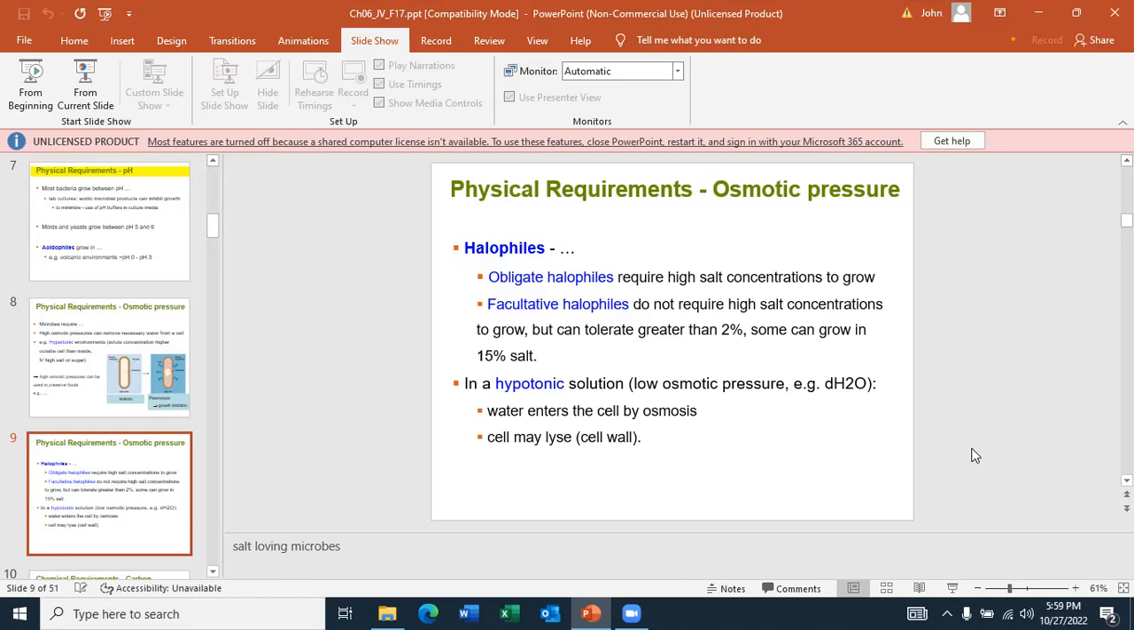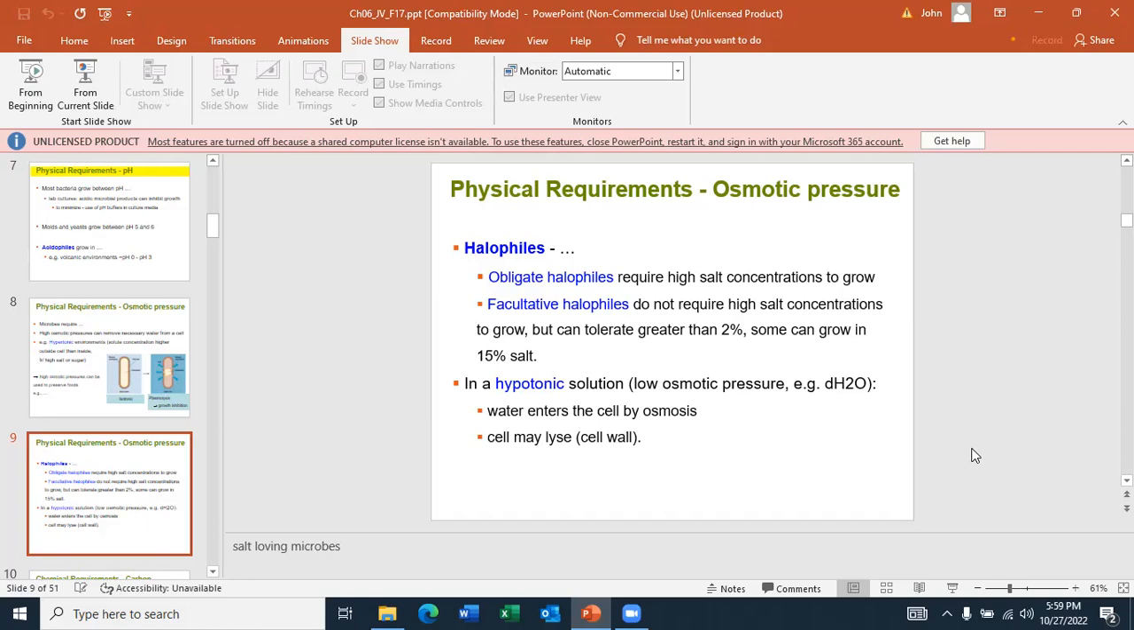Most organisms do not grow at salt concentrations beyond 2%, but one facultative halophile is, sorry, I'm losing what it's called, Staphylococcus aureus. It doesn't have to grow in high salt conditions, but it can. And it can grow in up to 20% sodium chloride, which is what your skin is after you haven't showered for a while.